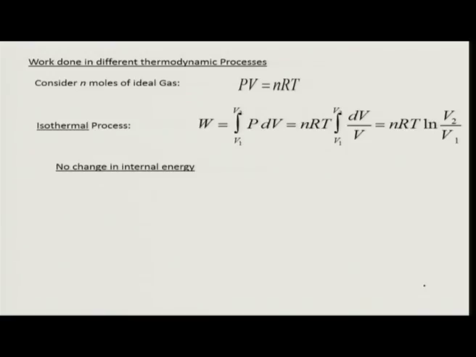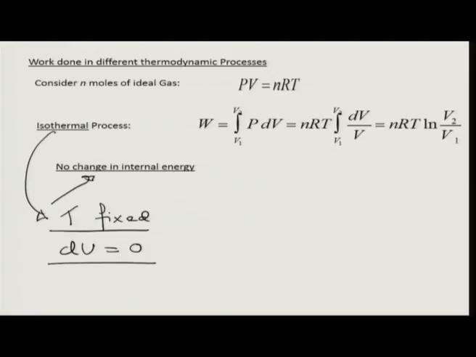Let us consider the simplest thing, the isothermal process. What do you mean by an isothermal process? Temperature is fixed, T fixed. Immediately you already know one thing: if temperature is fixed, and I am talking about an ideal gas, dU is equal to 0. There is no change in internal energy, because in an ideal gas internal energy is just the translational kinetic energy. If I consider monoatomic ideal gas molecules, it is just translational and it is proportional to temperature. If temperature is kept fixed, dU must be equal to 0.